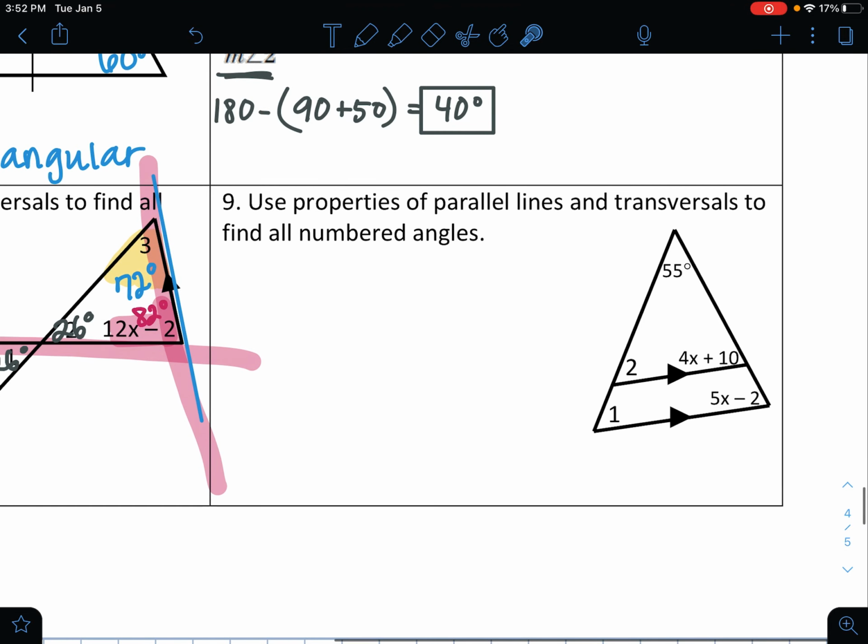Alrighty. Use properties of parallel lines and transversals to find all the numbered angles. So I see 2 parallel lines here, and then there's a transversal over here. That's one of the transversals, so we'll start there because it has some numbers on it and I can actually use it. Okay, so first thing I see is that the 4x plus 10 and the 5x minus 2 are corresponding angles.